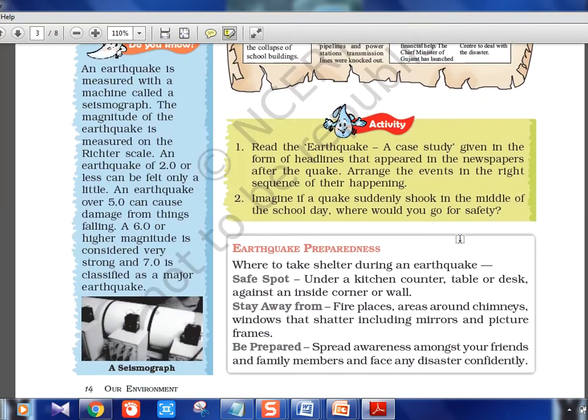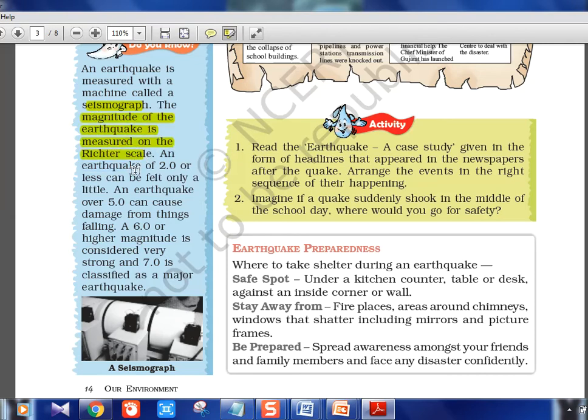An earthquake is measured by a machine called a seismograph. This is a picture of it. So this is the wave thing. Seismic waves are measured like in a picture, it will be like noting down the waves. That is the seismograph. But the actual magnitude or the value is measured by the Richter scale.